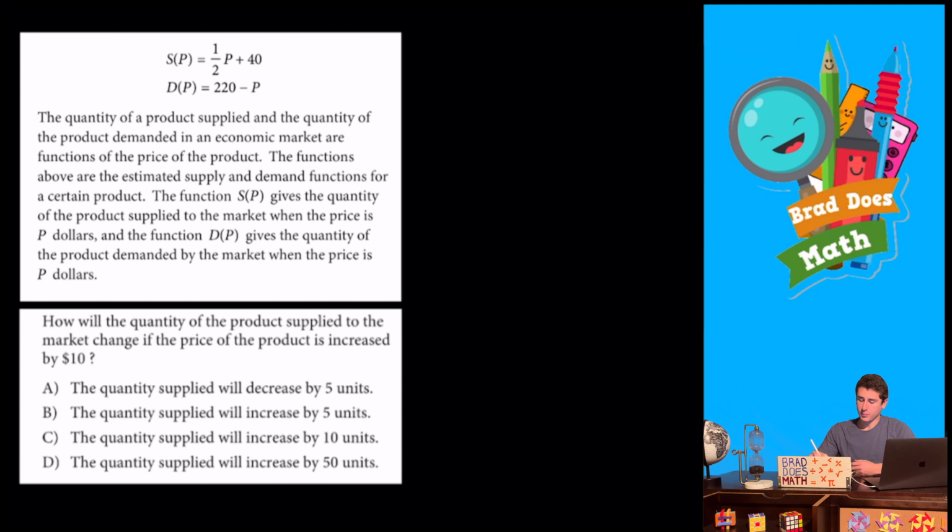How will the quantity of the product supplied to the market change if the price of the product is increased by $10? Okay, we should be looking at the equation that has product supplied, which is here. And it says if we increase the price by $10. So let's pick a price. I'm going to say P equals 0. And let's plug that in and see what the quantity supplied is. So 1/2 of 0 is 0, plus 40 gives us S equals 40.